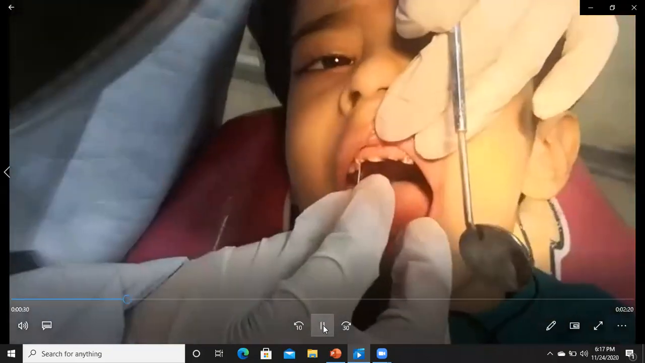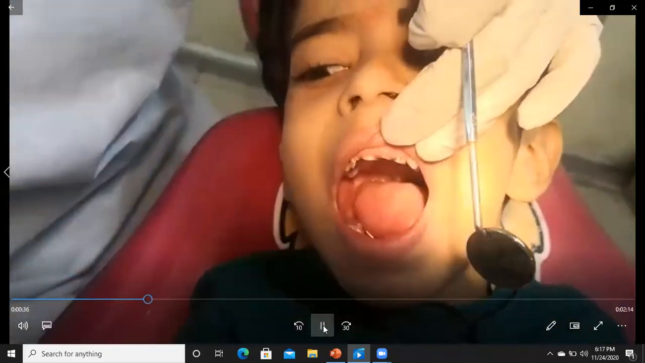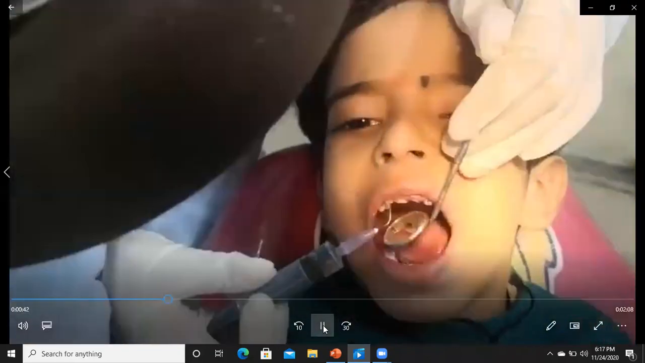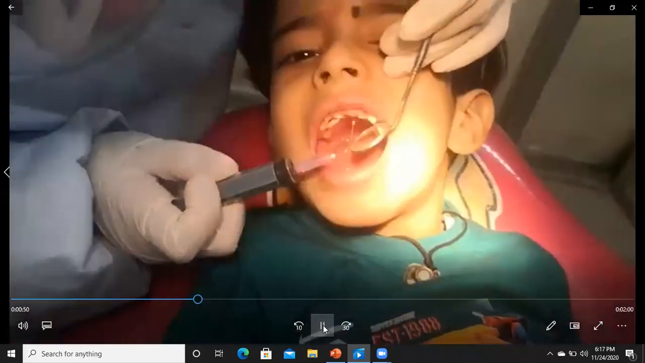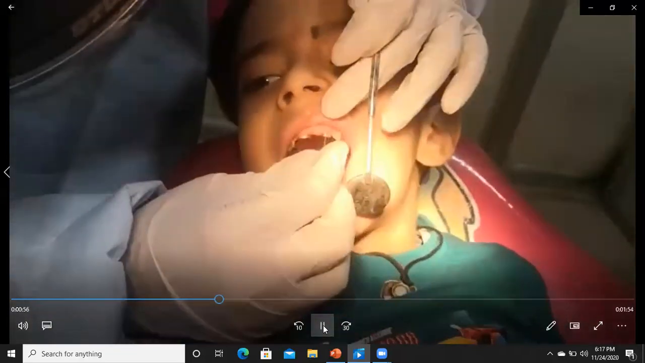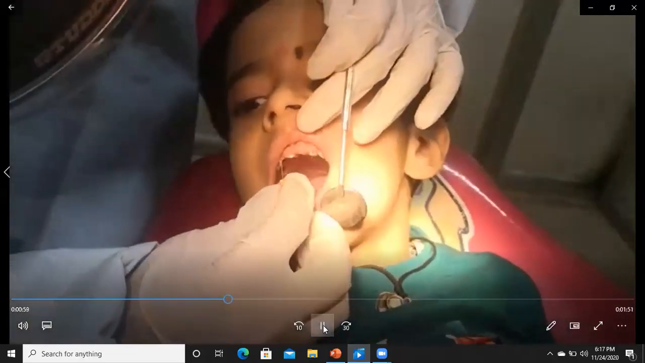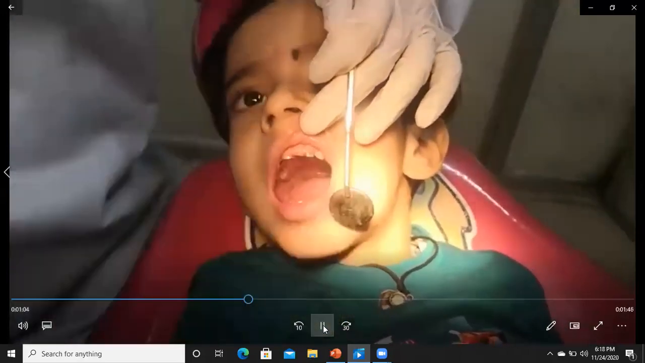Then a number 50 file is taken up to the working length. In this case, the arbitrary working length has to be measured by the method of average working length. Now a series of files will be taken along with irrigation with saline. Like I mentioned, you can use sodium hypochlorite as well, but it's better to use a rubber dam in that case. Rubber dam is necessary for isolation, but in this particular case, there was hardly any construction for its retention. That's why suction was used to promote aspiration.